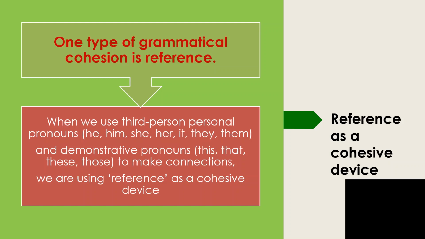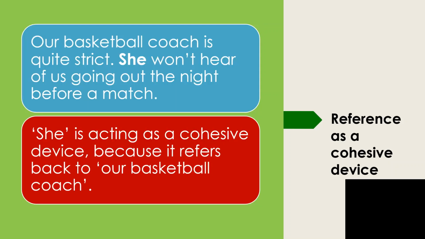Let's move on to an example because I'm sure this is all too abstract. So look at the example in the blue box. Our basketball coach is quite strict. She won't hear of us going out the night before a match. Notice we have two sentences, but it's very obvious that the two sentences are about the same person. And what makes that connection clear is the pronoun she.